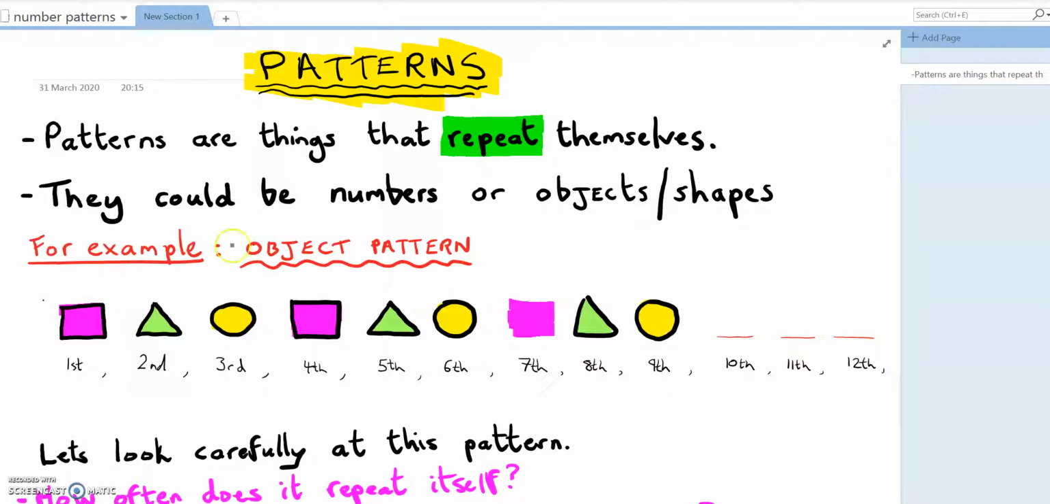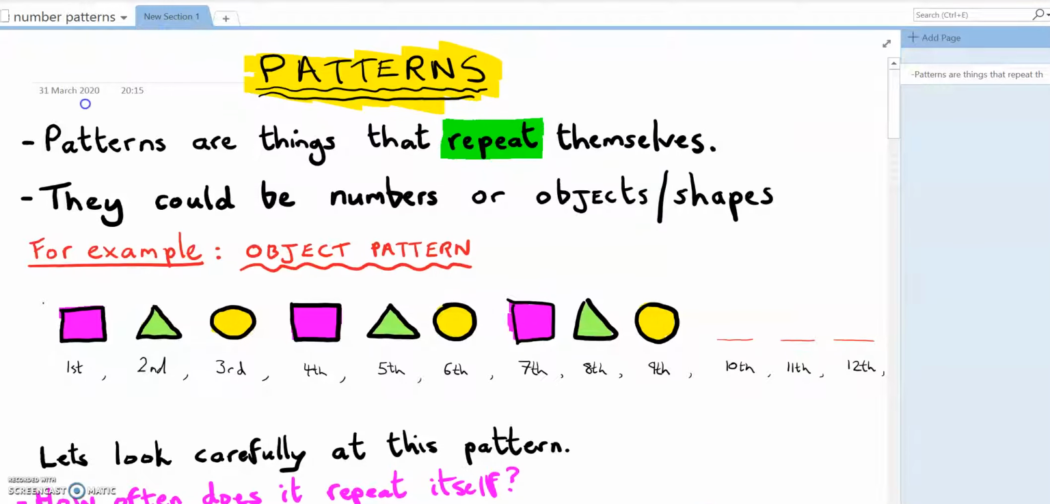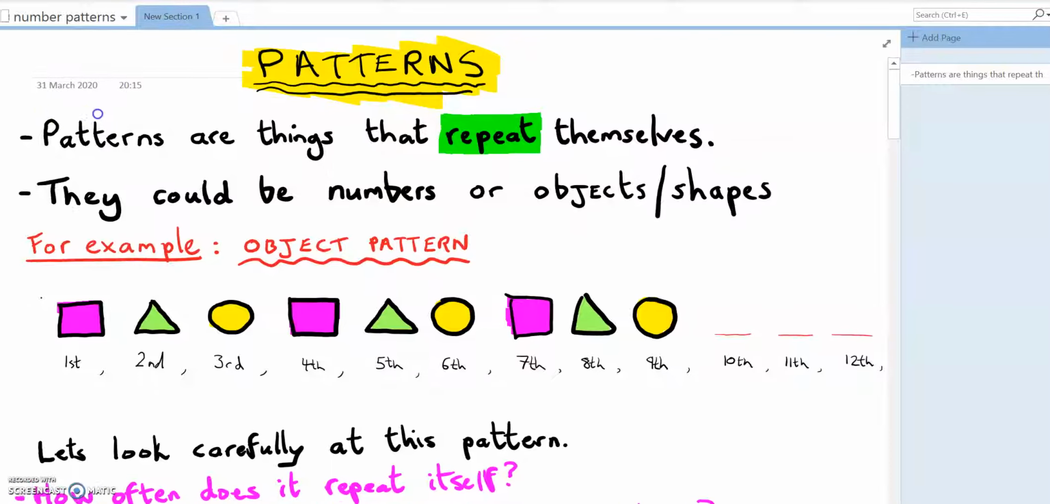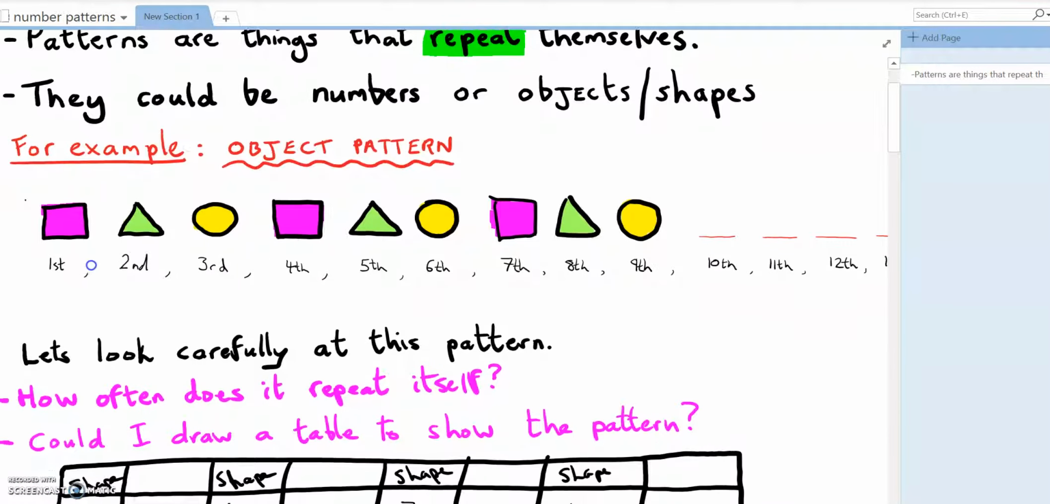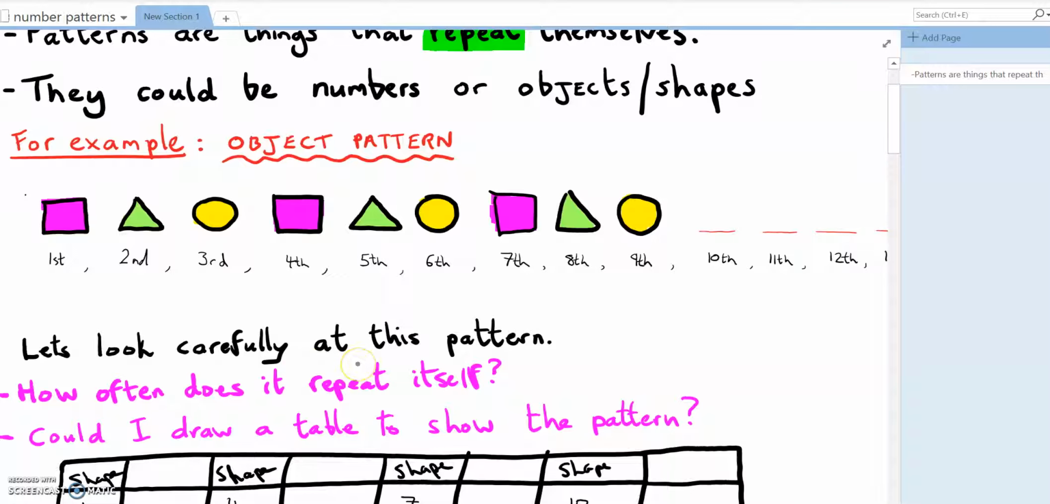So let's take a look at this first little pattern that we see here. It's got some different shapes in there. It's got boxes, triangles and circles. And of course it's purple boxes, you see 3 of them. It's green triangles and it's yellow circles. Now can you see a pattern there that repeats itself? Let's look carefully at it. How often does it repeat itself?